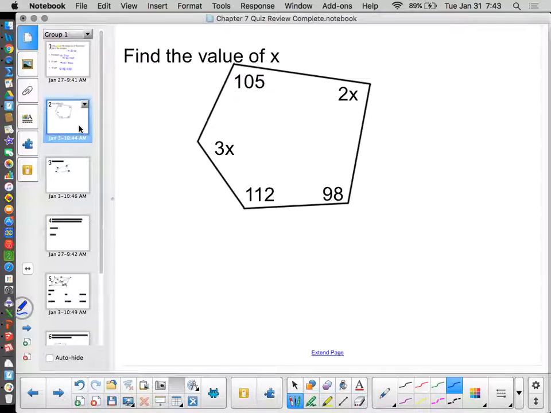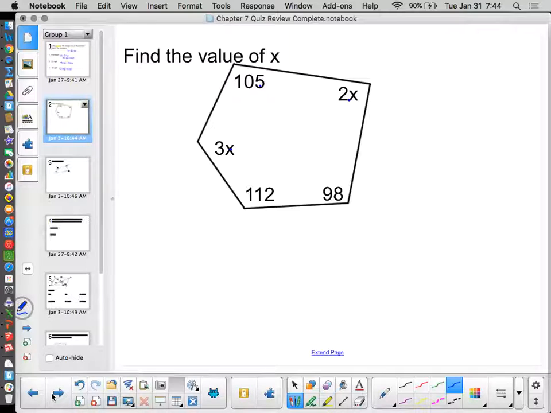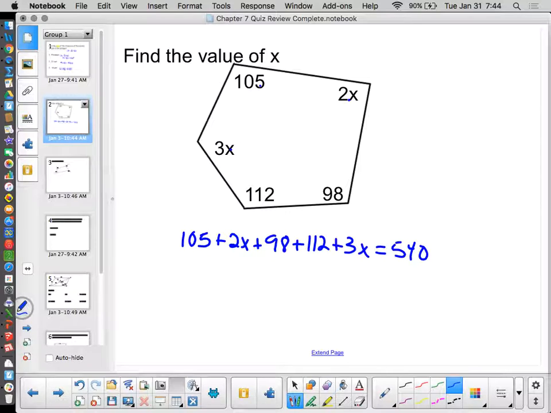This looks familiar. Should be the same one that's on your sheet. Find the value of x. Now, in order to find the value of x, first I'm going to have to know the sum of all those angles, aren't I? How many angles do we have? 1, 2, 3, 4, 5 angles. So that is a pentagon, isn't it? What's the sum of the angles of a pentagon? Fortunately for me, I just figured that out. What was the sum of the angles of a pentagon? 540. So 105 plus 2x plus 98 plus 112 plus 3x has to be 540.